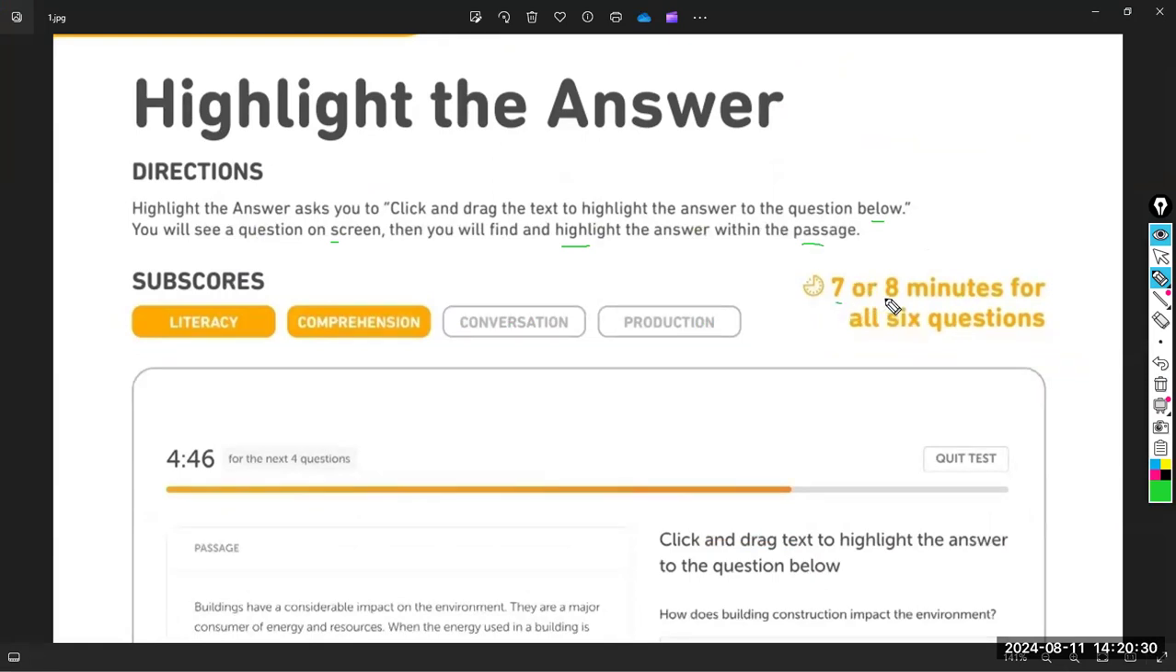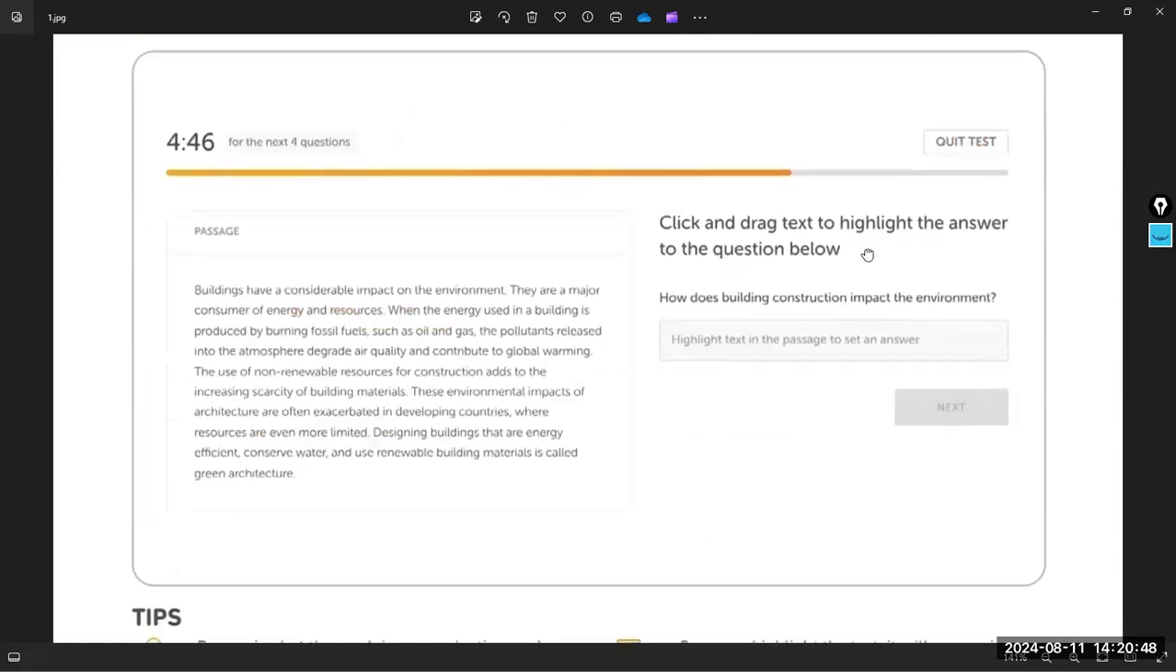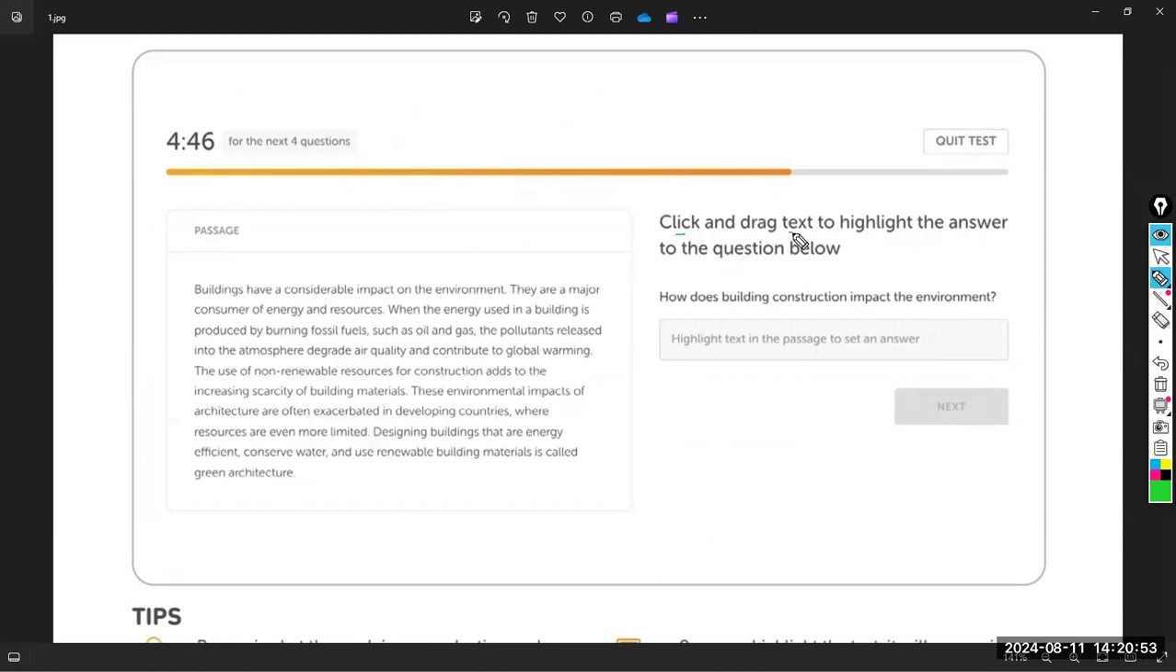So as I told you, we have 7 to 8 minutes for all 6 questions. And as usual, I'm going to give you only 1 minute just to highlight the answer. If you need more time, you can pause the video, but please consider the real time in the Duolingo exam. So this is the exact page that is going to be shown to you. Click and drag text to highlight the answer to the question below. And notice that we have a question, for example, how does building construction impact the environment? So absolutely, I have to read just to be able to know the correct answer.